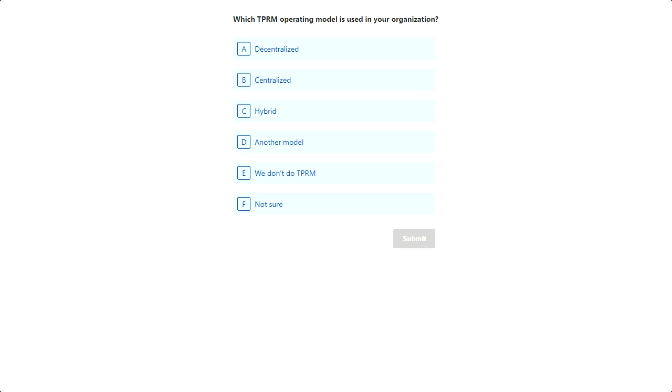And this poll question is, which third-party risk management operating model is used in your organization? Decentralized, centralized, hybrid, another model, we don't do TPRM, not sure.